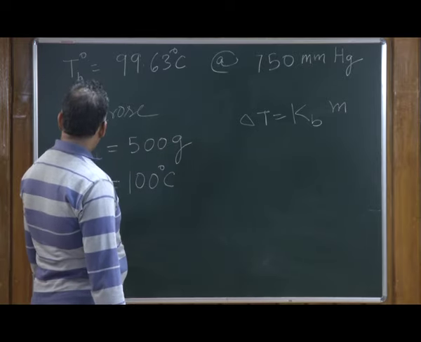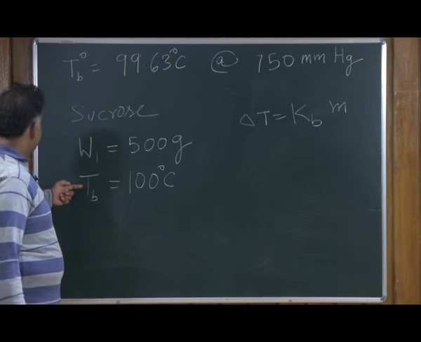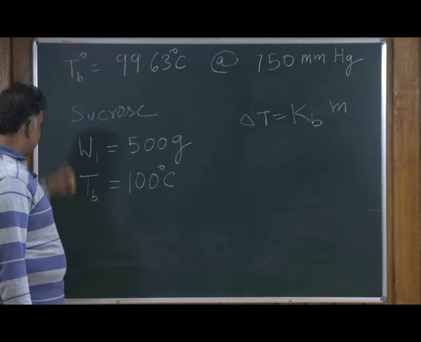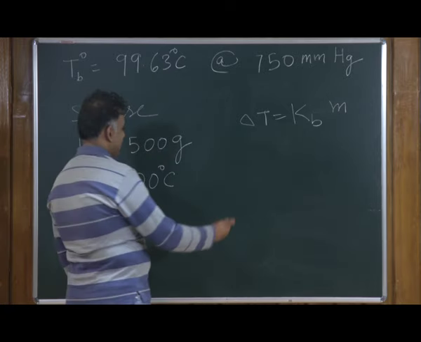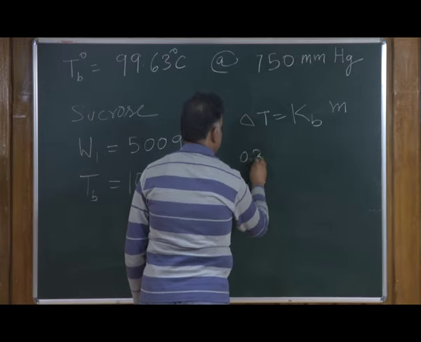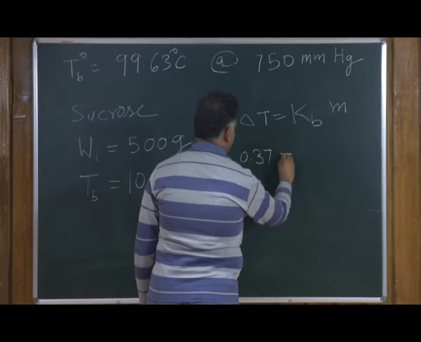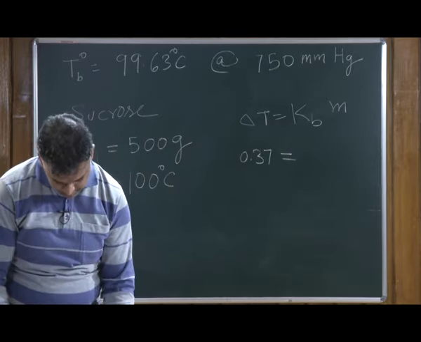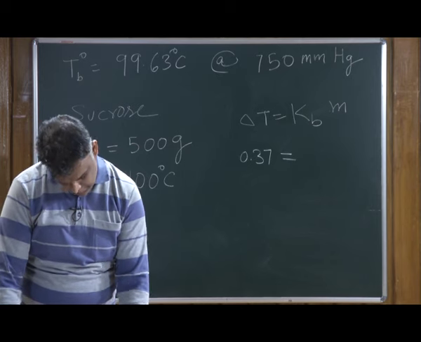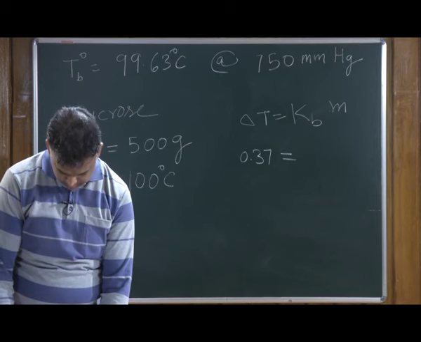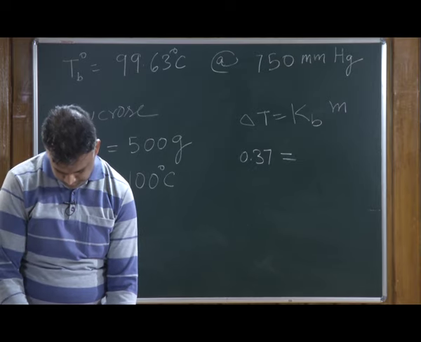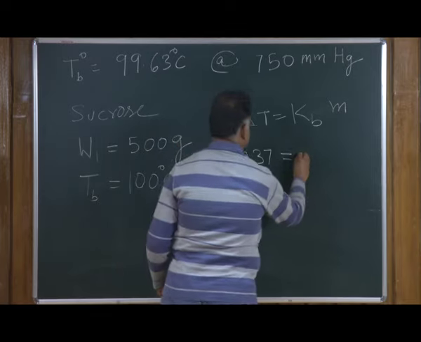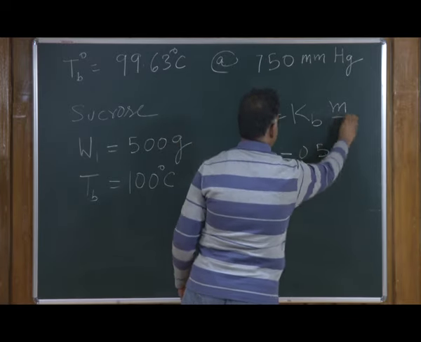Okay, so delta T is given right here, the difference between the boiling point of the solution minus the boiling point of solvent, that will give me delta T, that is 0.37 degree centigrade or Kelvin, equal to Kb for water. We know it is listed in one of the tables, and we can find it, Kb for water is 0.52, and m is molality.